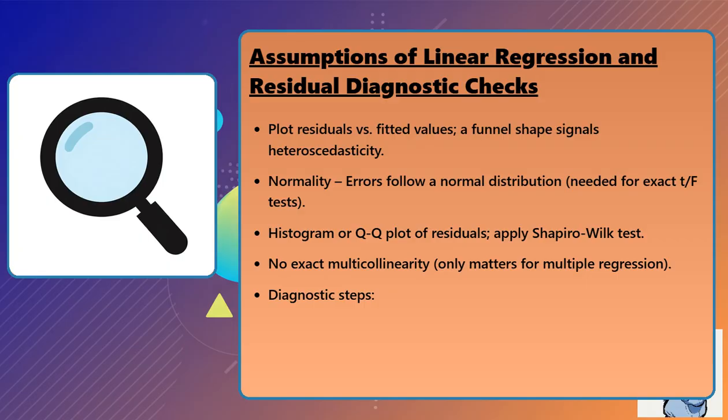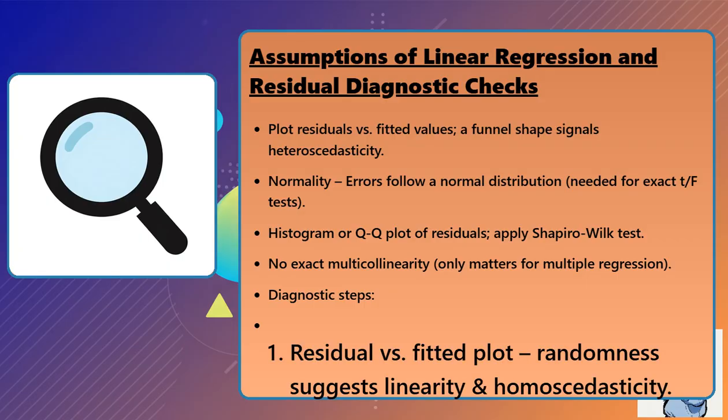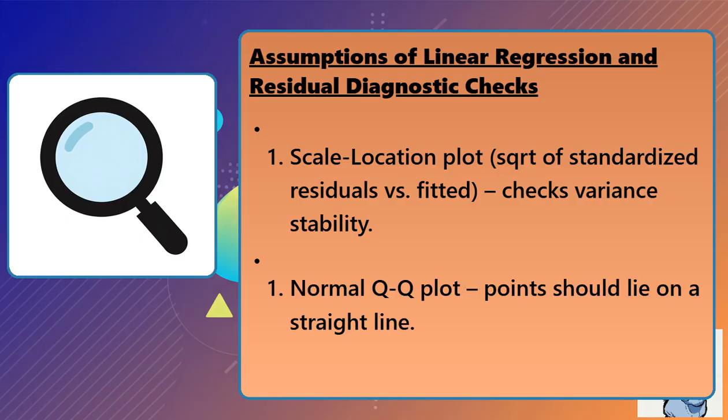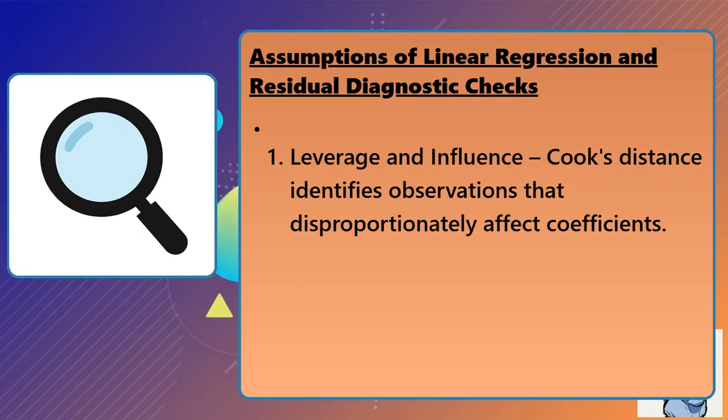Diagnostic steps. 1. Residual versus fitted plot. Randomness suggests linearity and homoscedasticity. 2. Scale-location plot, square root of standardized residuals versus fitted, checks variance stability. 3. Normal QQ plot, points should lie on a straight line. 4. Leverage and influence. Cook's distance identifies observations that disproportionately affect coefficients.